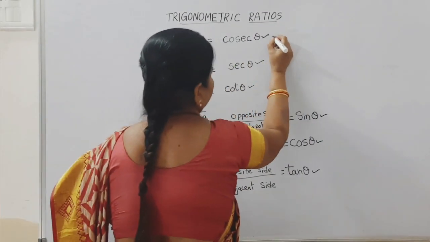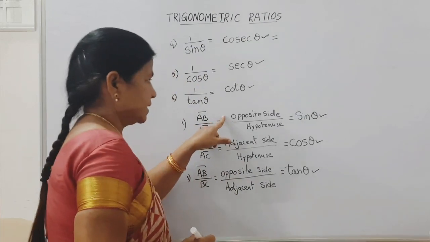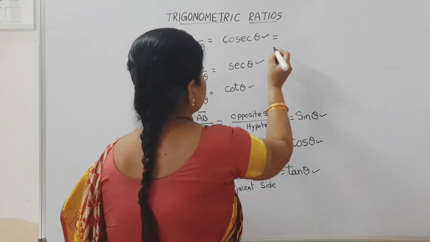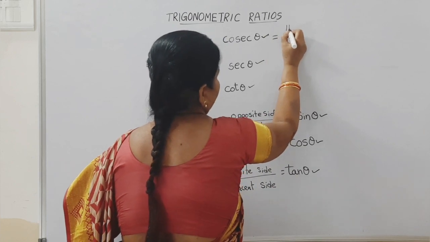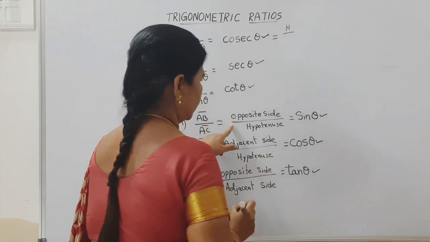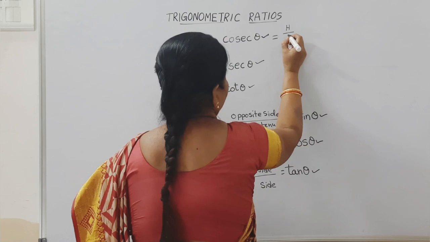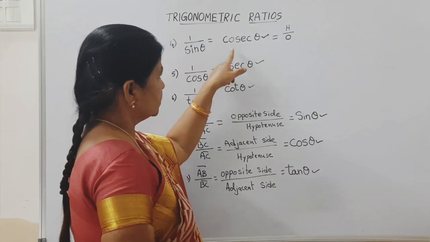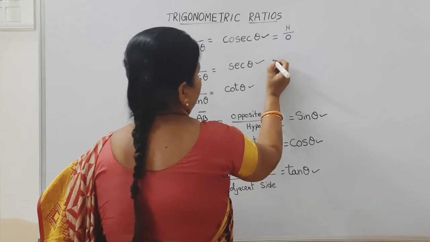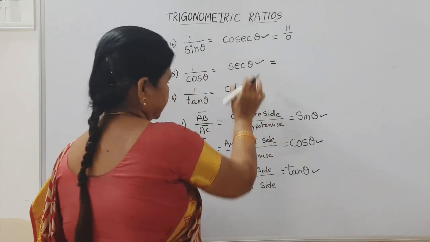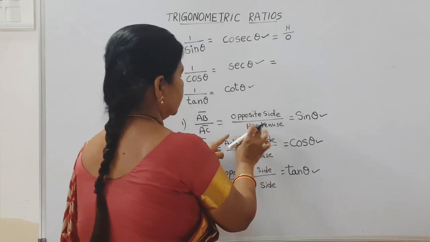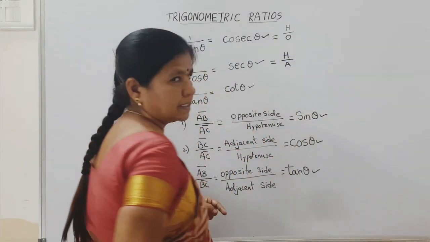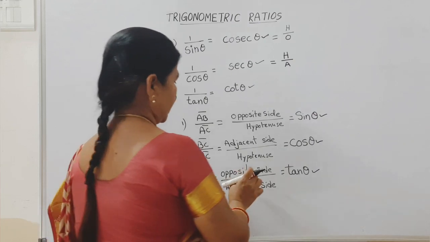So we can write according to the sides. How do we write it? Hypotenuse by opposite side gives us cosec theta. Let us write O for opposite. Hypotenuse by opposite side gives us cosec theta. And what gives sec theta? Sec theta is nothing but hypotenuse by adjacent side.